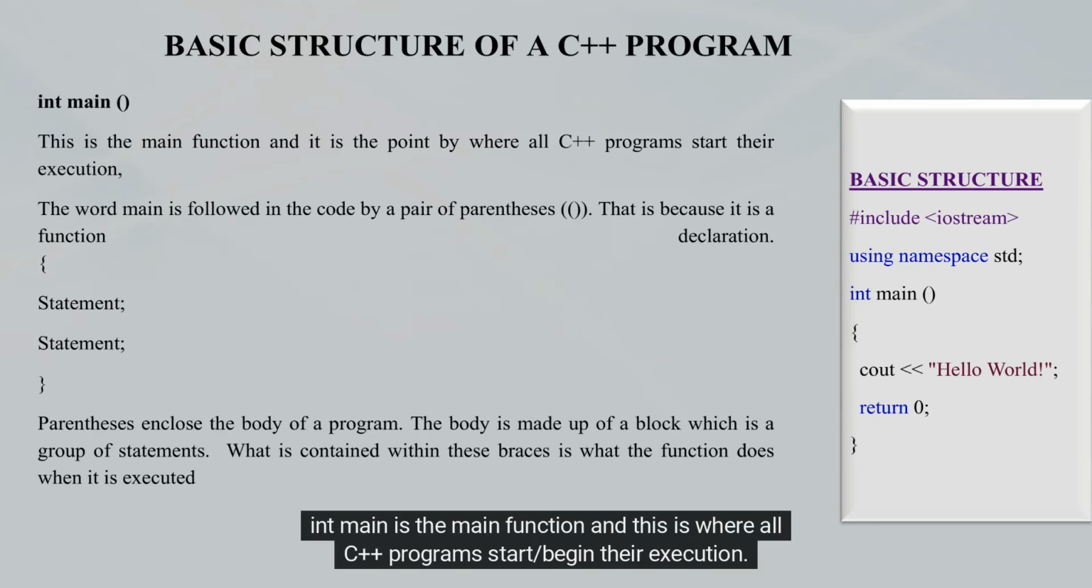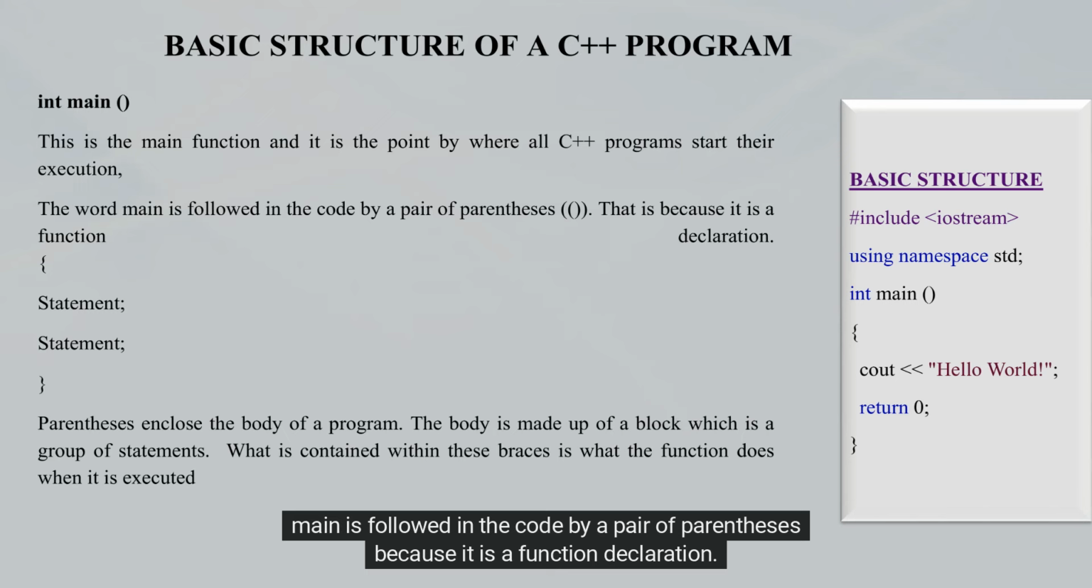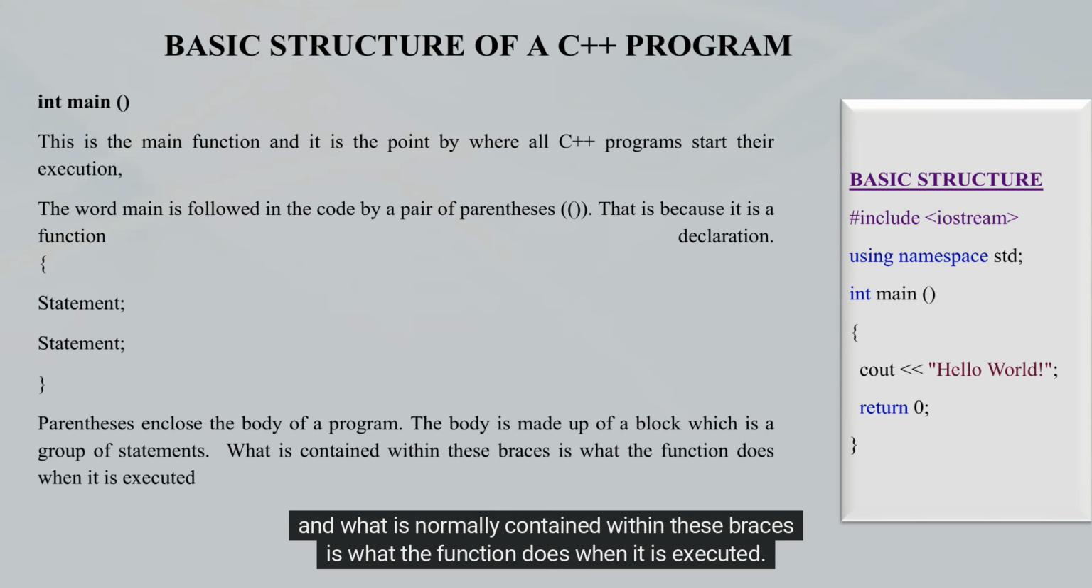int main is the main function, and this is where all C++ programs begin their execution. Main is followed in the code by a pair of parentheses because it is a function declaration. The execution of the basic structure of a C++ program starts with the main function. The braces enclose the body of a program, and the body is made up of a block, which is a group of statements, and what is normally contained within these braces is what the function does when it is executed.